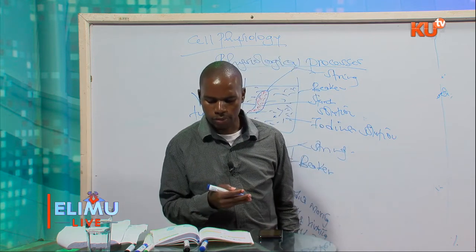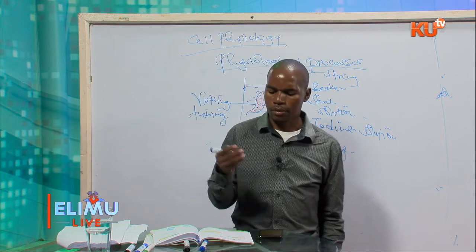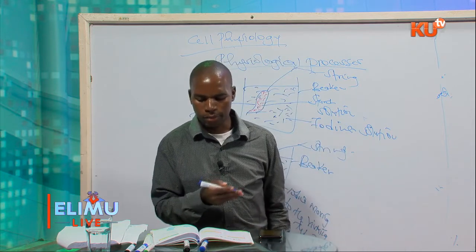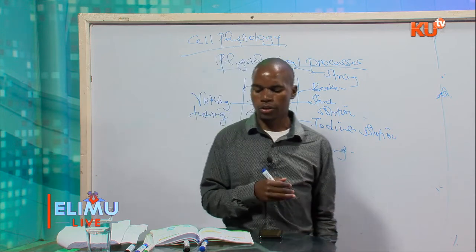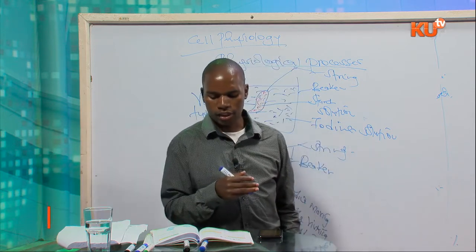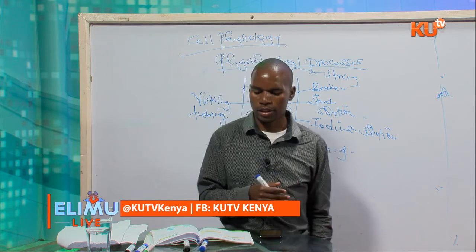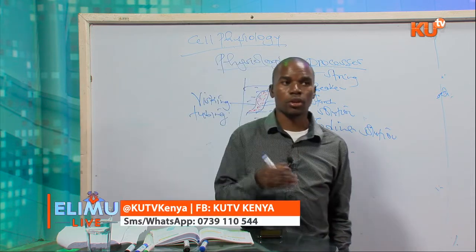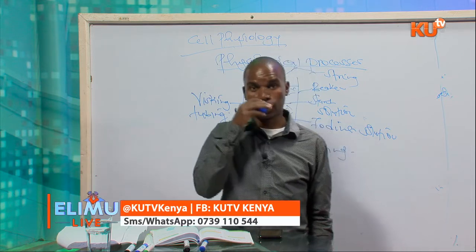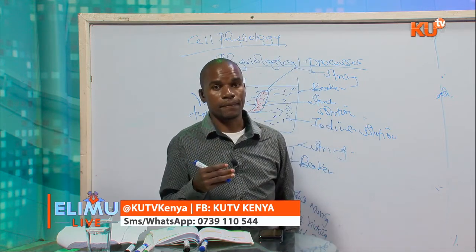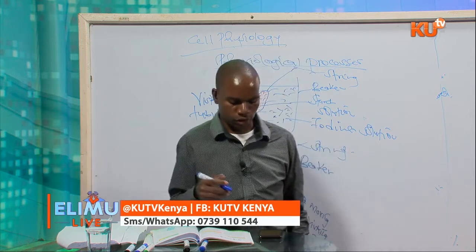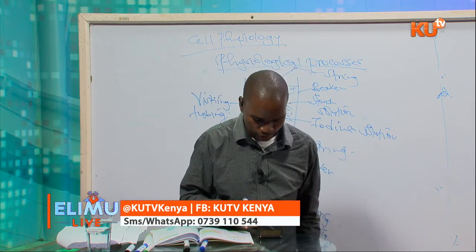Another thing we talked about is the cell membrane being polarized. The cell membrane has a net positive charge to the outside and a net negative charge to the inside. Therefore, the cell membrane is polarized. So the charges affect the manner in which substances move into and out of the cell. Those are the three major things we talked about as far as the properties of a cell membrane are concerned.